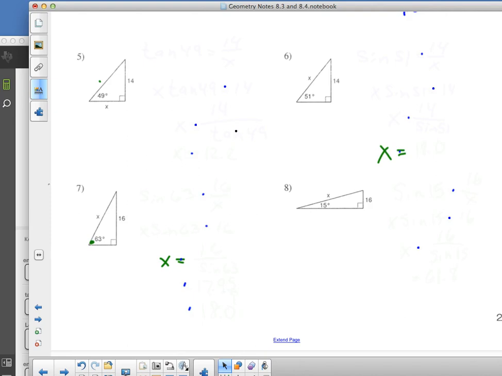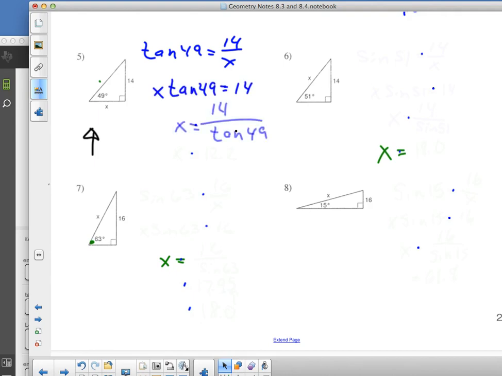So in tangent 49, we're talking 49 here. I got to get another little pointer. Okay, so I got 49 is my angle. Opposite is 14, adjacent's X. So opposite adjacent can be tangent. So I'm going to start out with tangent of 49 equals 14 over X. Now I've got to solve this thing for X, and I've got 14 over tan of 49.